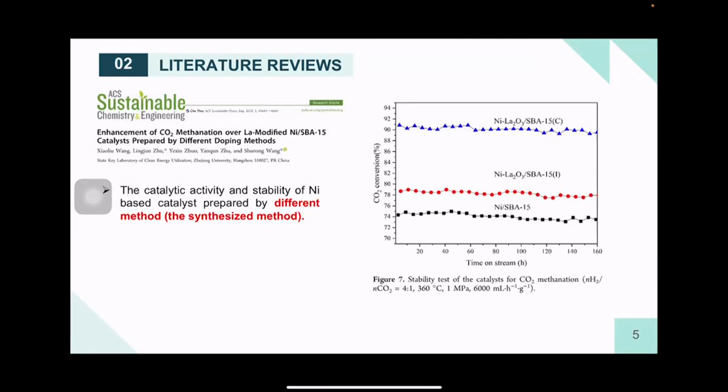Due to the specific perovskite structure of lanthanum nickel oxide, the interaction between lanthanum and nickel was intensified, which contributes to the high dispersion of nickel nanoparticles as well as good anti-sintering and anti-carbon deposition properties.